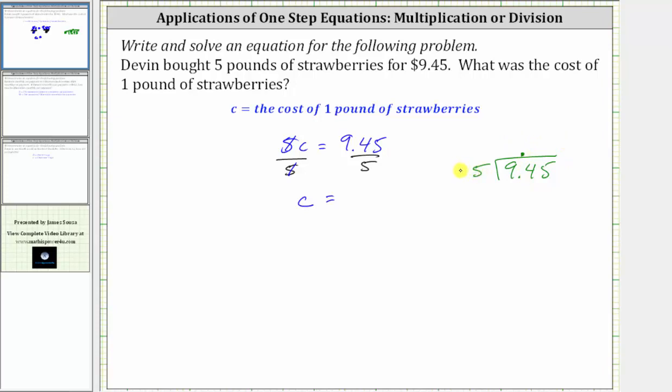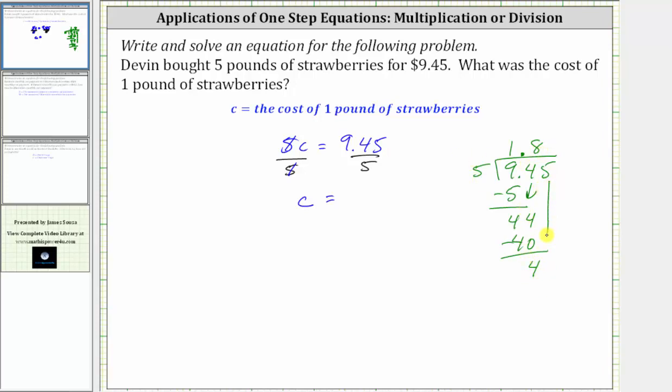We first determine how many 5's in 9, which is 1. 1 times 5 is 5, and now we subtract. 9 minus 5 is 4. Bring down the next digit. Determine how many 5's in 44, which is 8. 8 times 5 is 40. We subtract. 44 minus 40 is 4. Because the difference is less than the divisor, we know the 8 is correct.